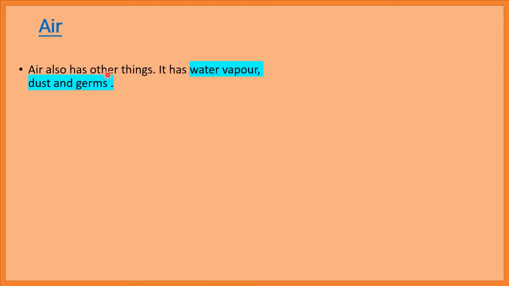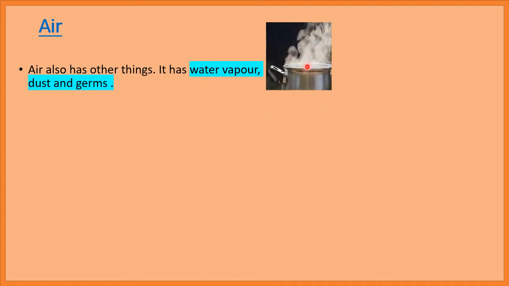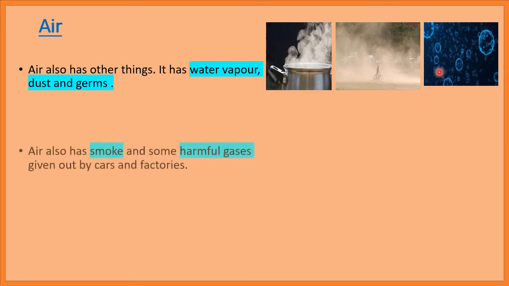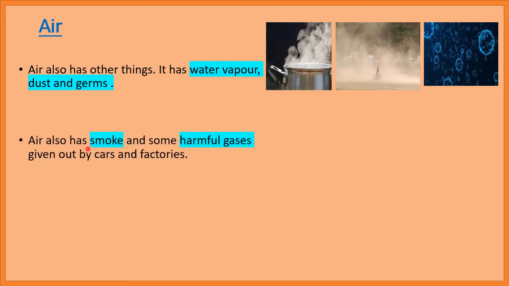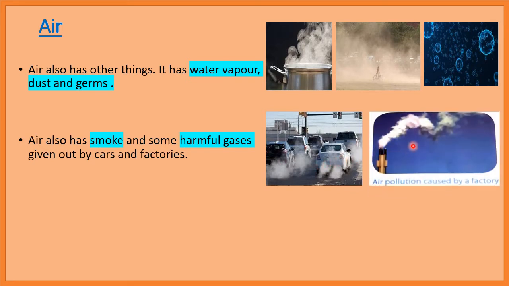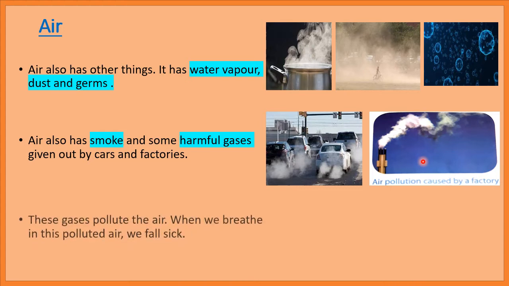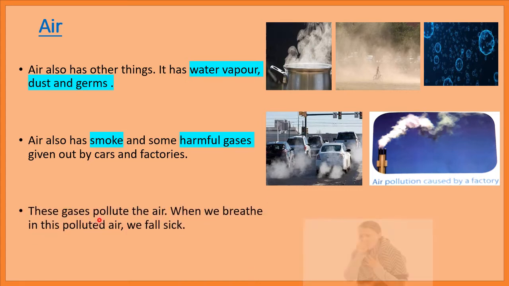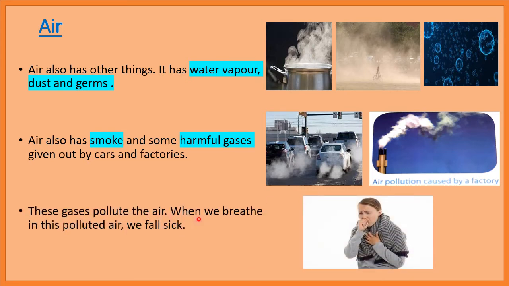Air also has other things. It has water vapor, dust, and germs. Air also has smoke and some harmful gases given out by cars and factories. These gases pollute the air. When we breathe in this polluted air, we fall sick.